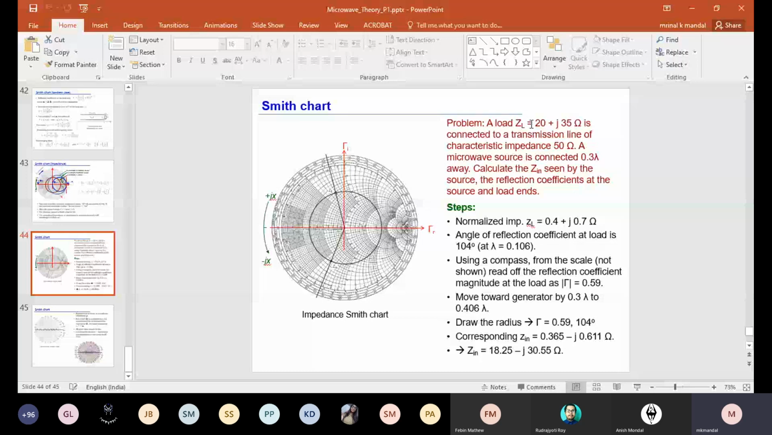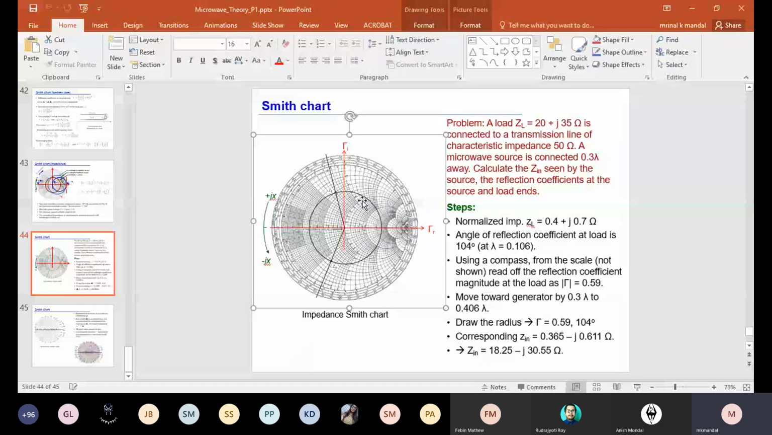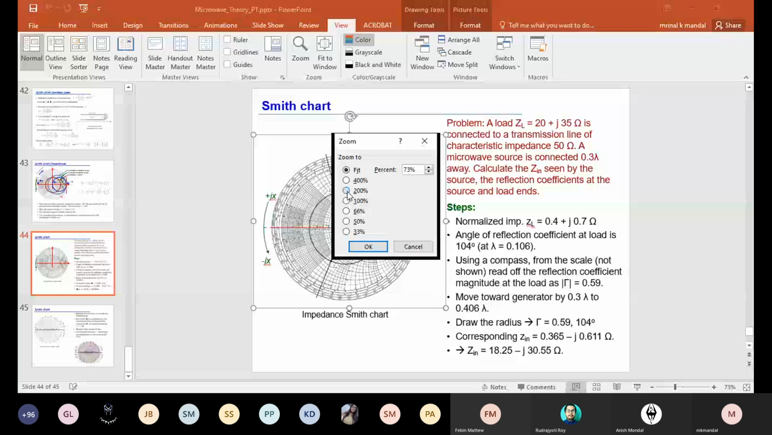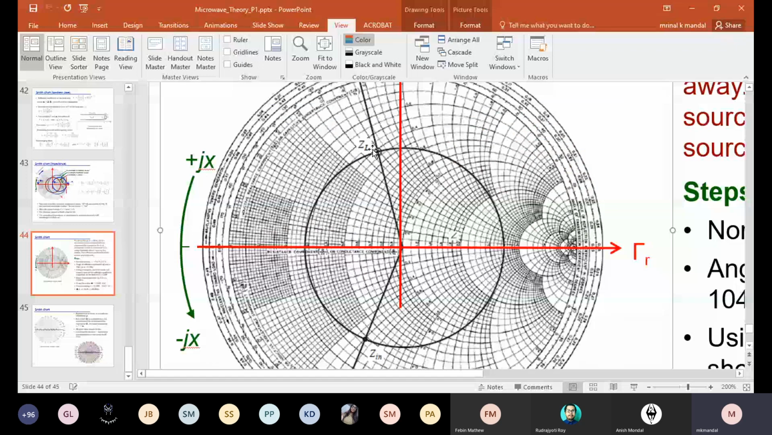Now, I think you have all downloaded the Smith chart. Then you find the circle which corresponds to 0.4, which is the resistance circle. Then you go to the reactance circle and find where it is 0.7. Let me zoom it in. Then ZL corresponds to this point, so we denote it by the 0.4 resistance circle and the 0.7 reactance circle.